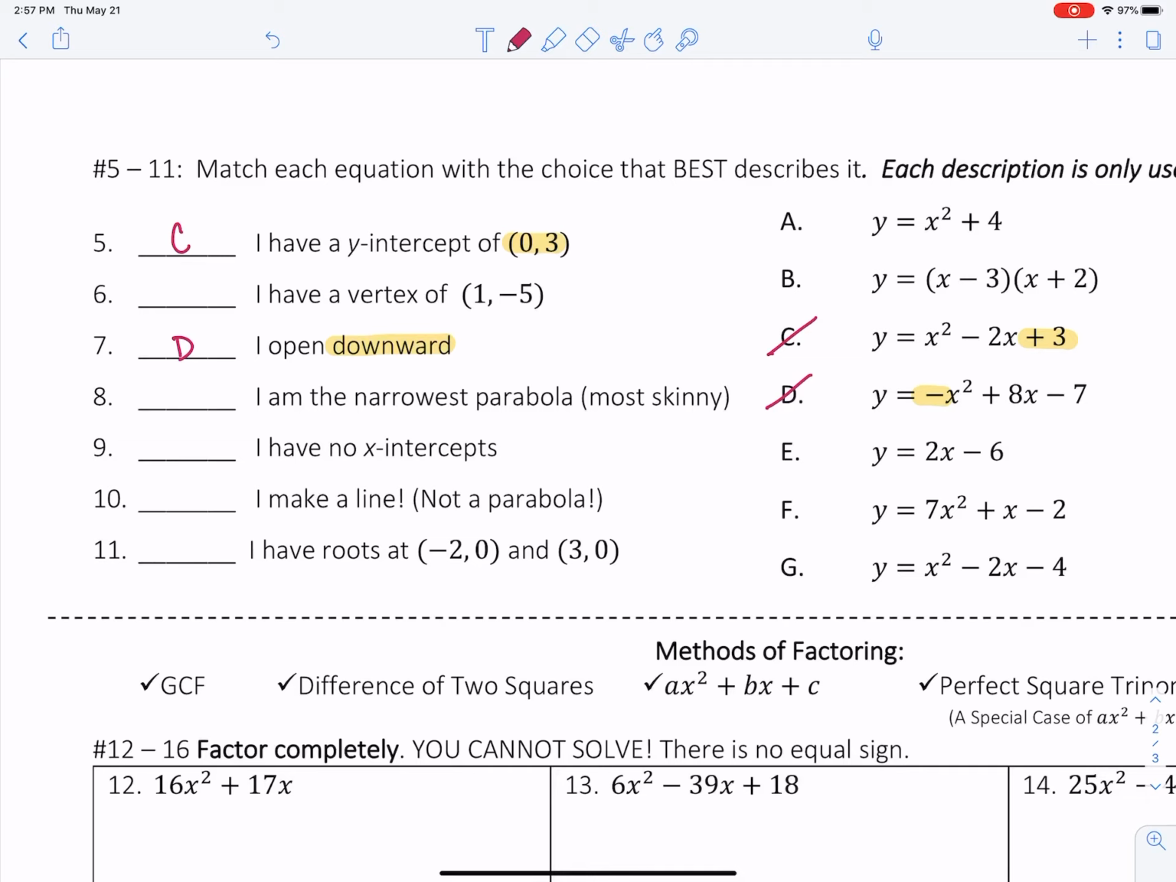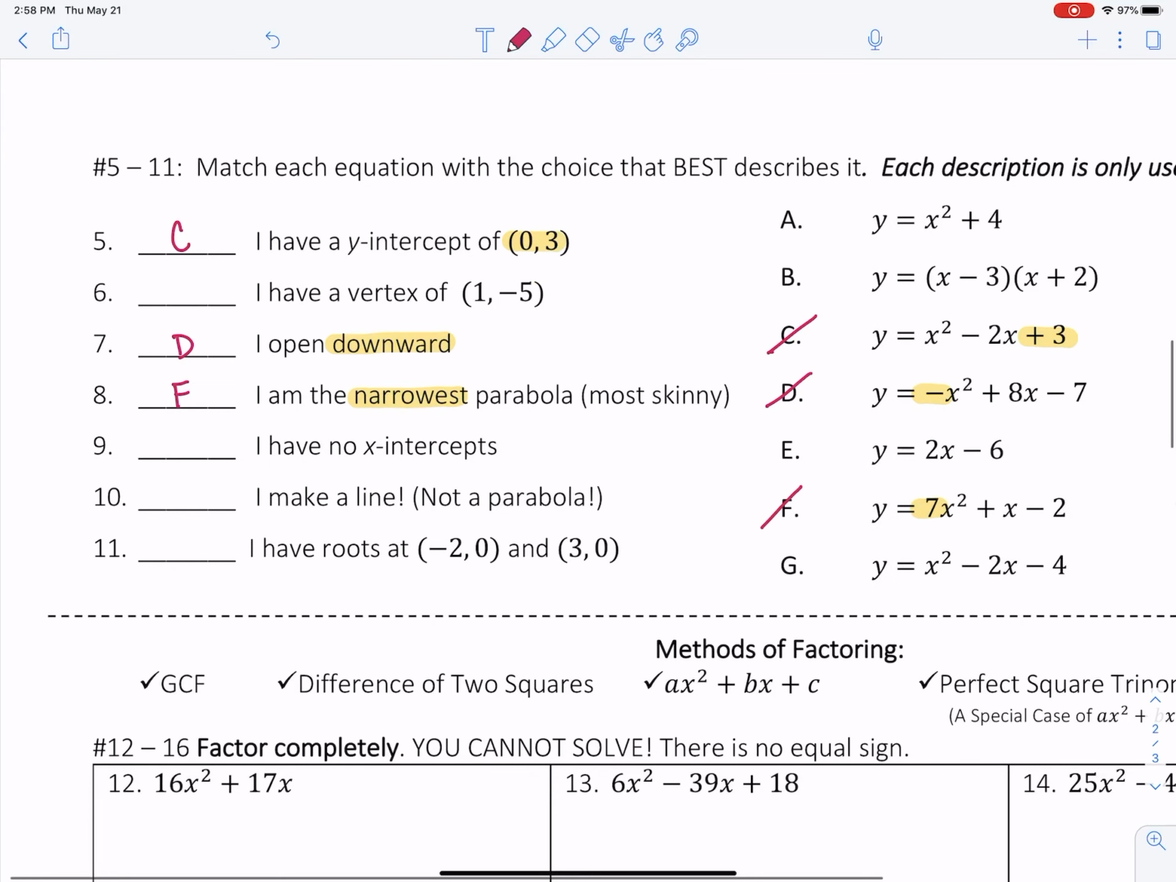I am the narrowest parabola, so the most skinny, meaning that we're going to look for a big number as A. If you guys can see, this guy has 7. That's a really big number. So we're going to choose F for 8.